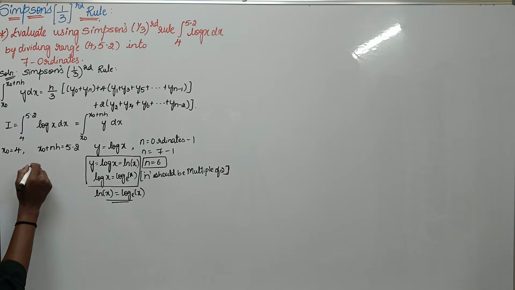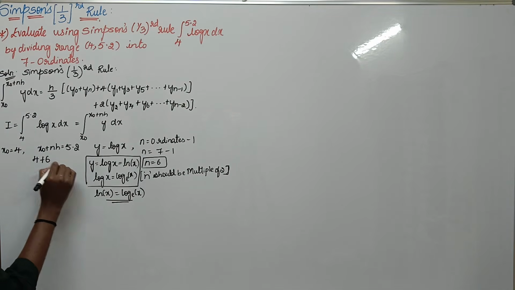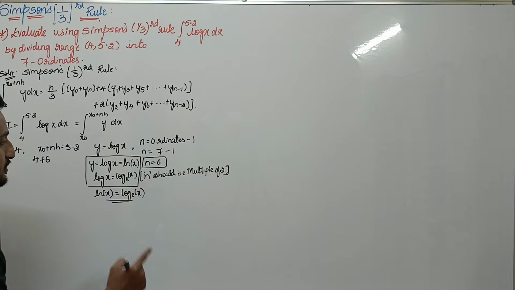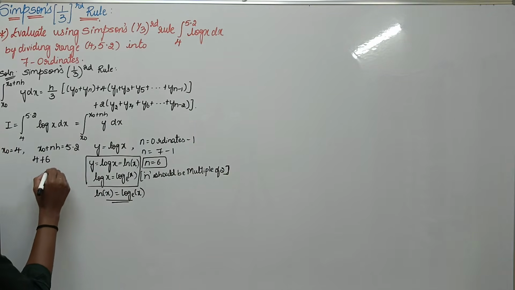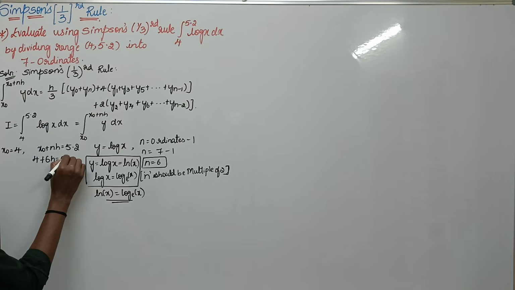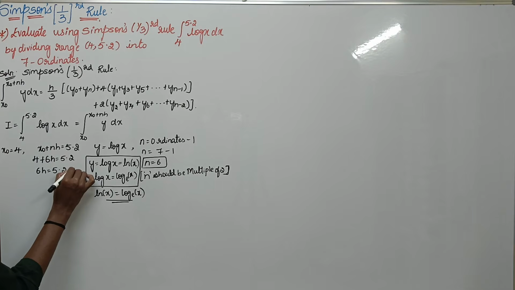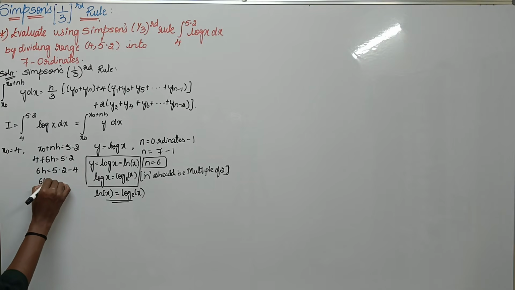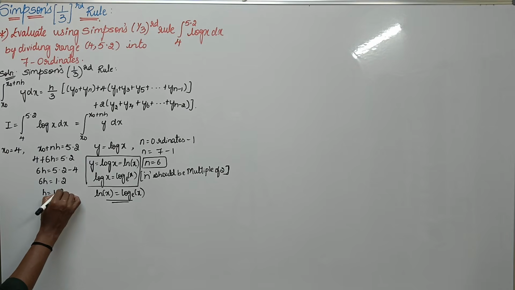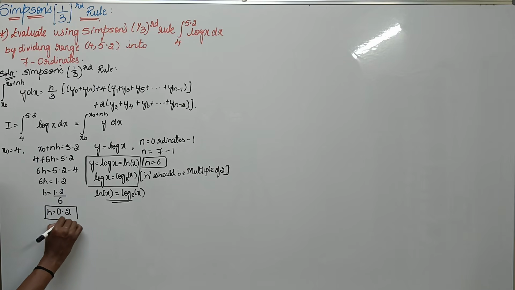Okay. Now let us consider x0. x0 gives you 4. n I have considered 6. See, 6 is a multiple of 2, but 7 is not a multiple of 2. 6h equals 5.2 minus 4. 6h equals 1.2. h equals 1.2 divided by 6. h equals 0.2. If you don't know, you can use the calculator.